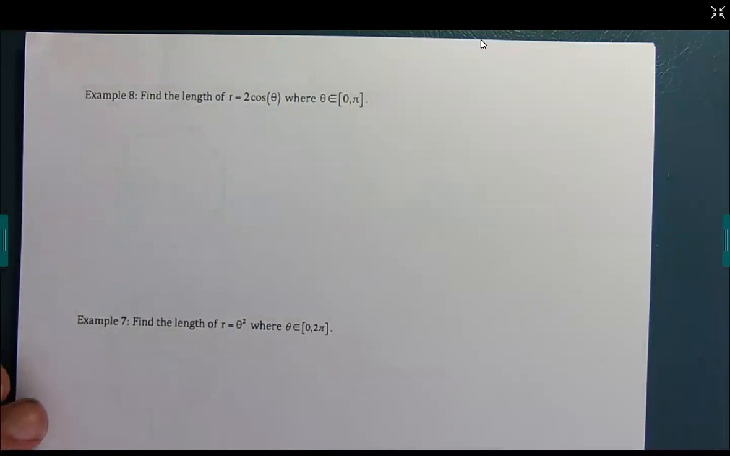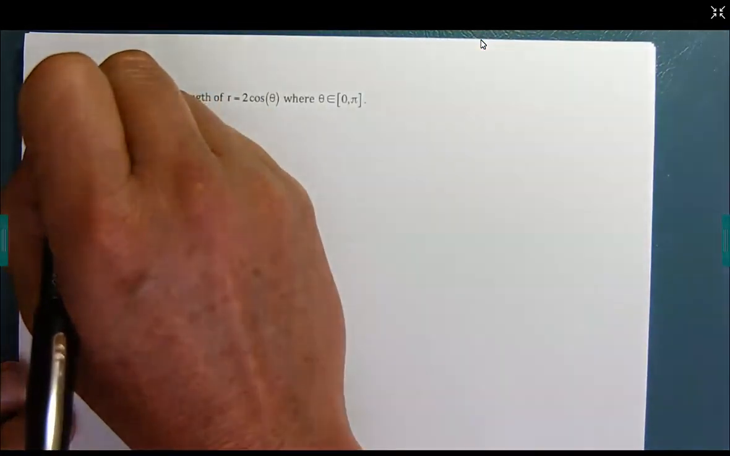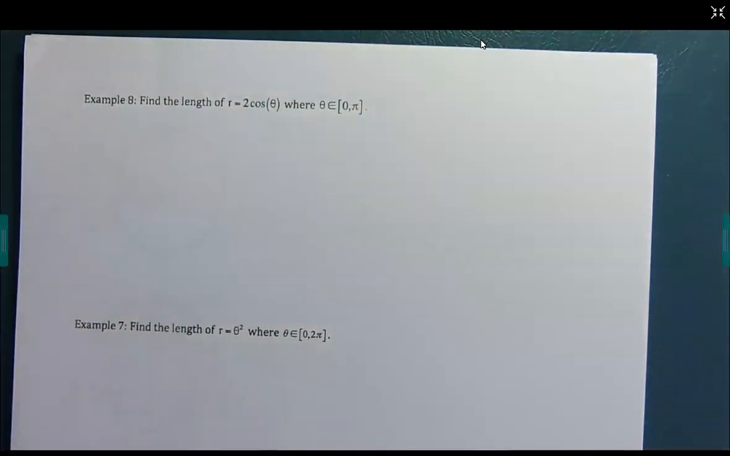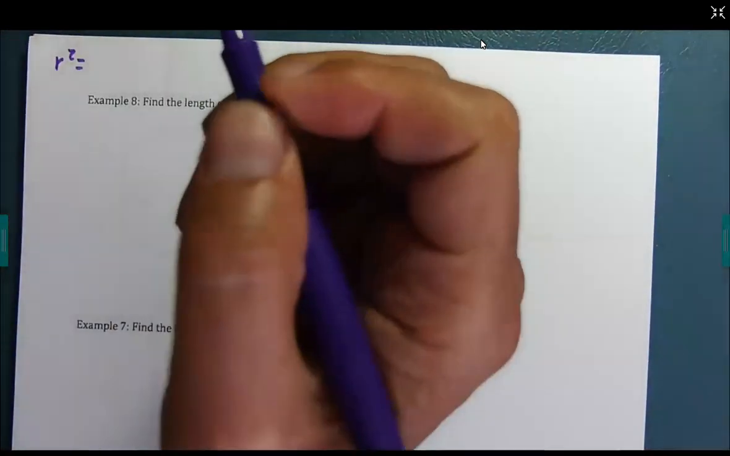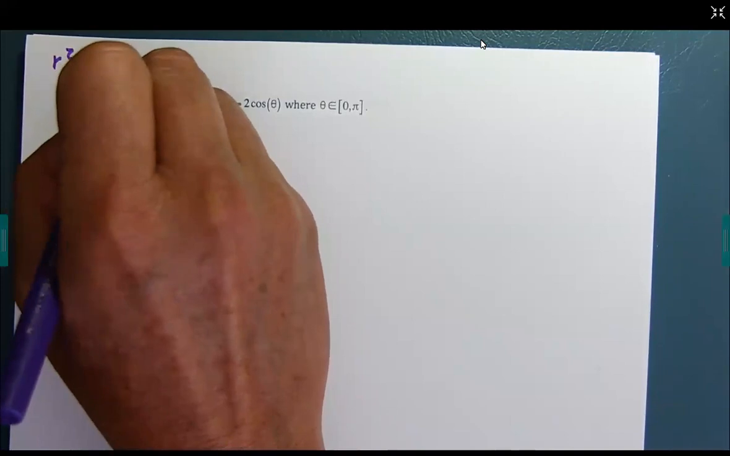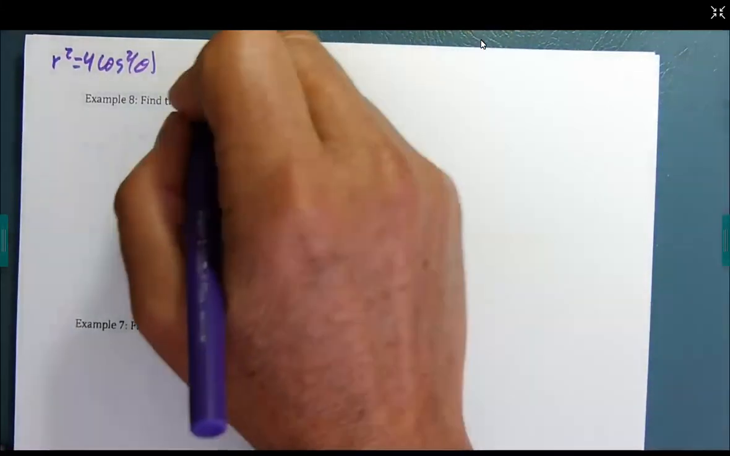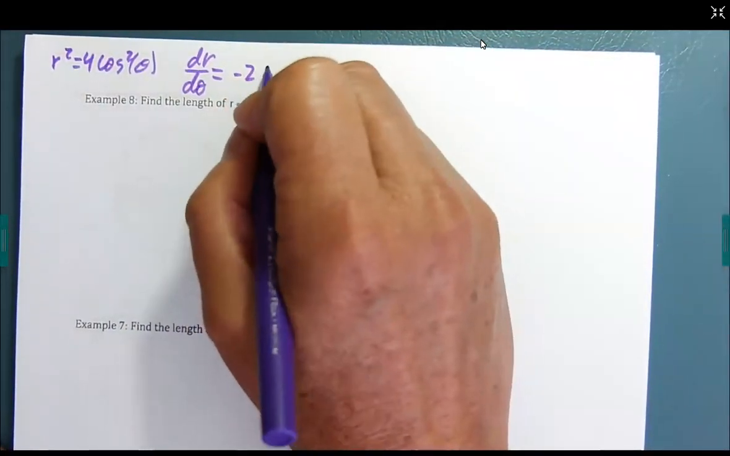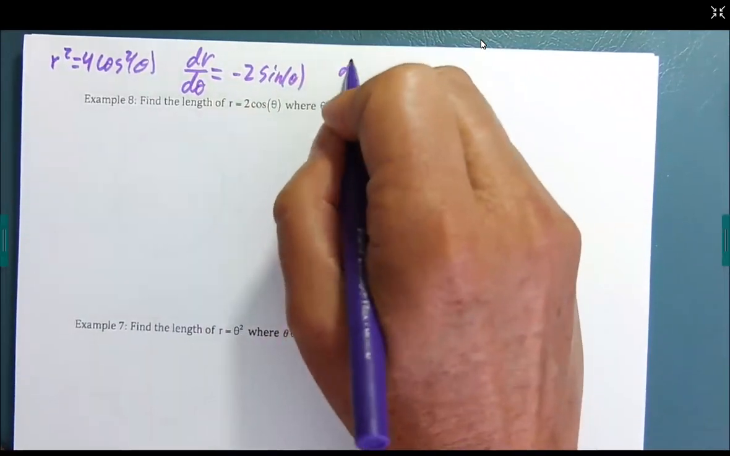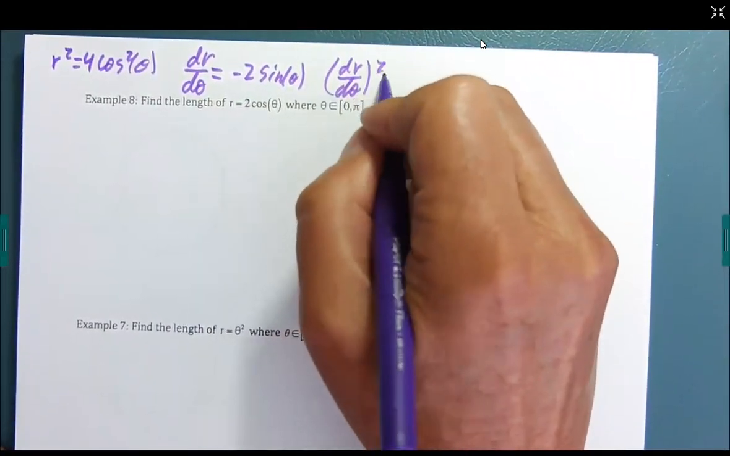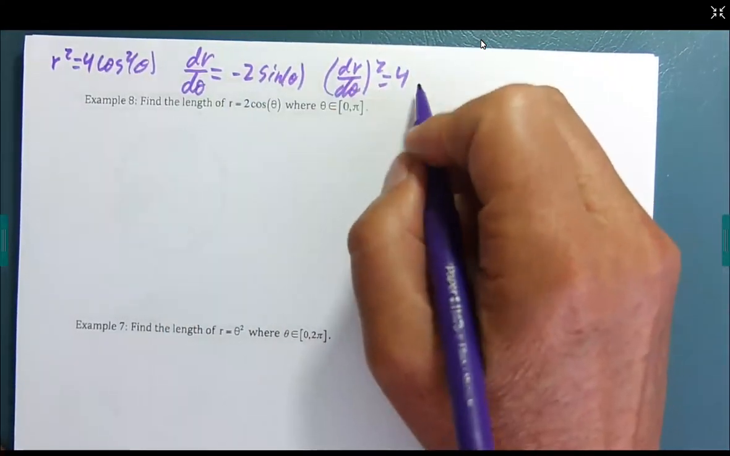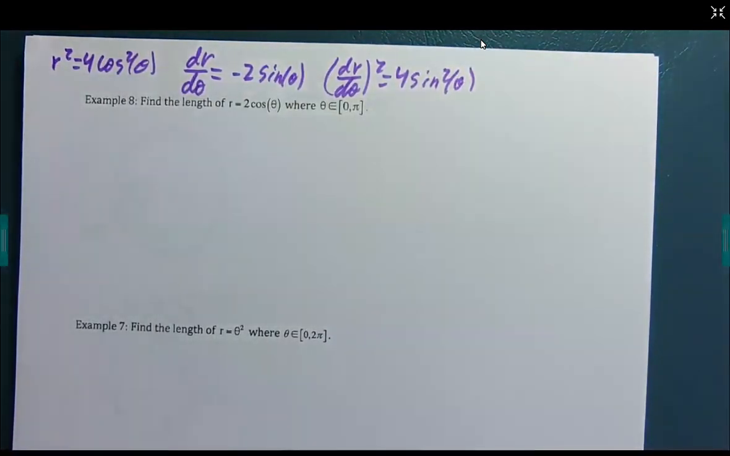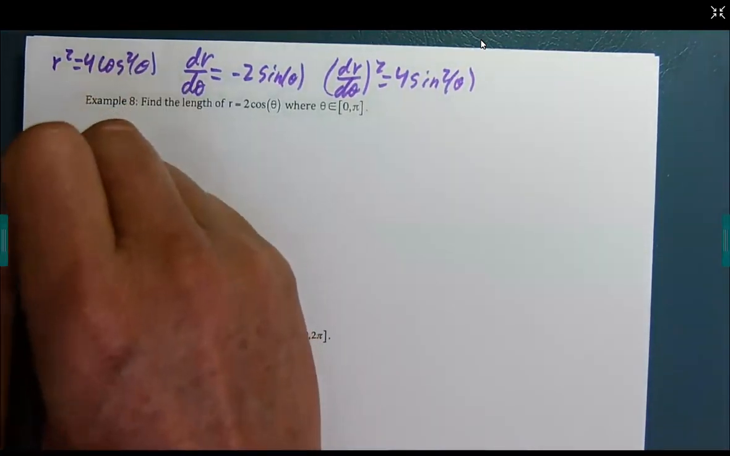So we are going to start with r squared. Let's use some color here. So r squared is going to be 4 cosine squared theta, dr d theta is going to be negative 2 sine theta, and dr d theta squared is positive 4, right? You square negative, you get positive 4 sine squared theta. So let's add those together, and we can do the square root.